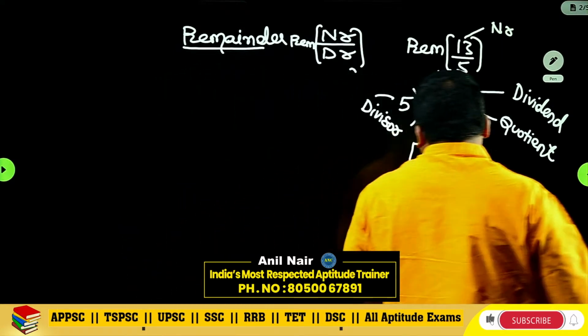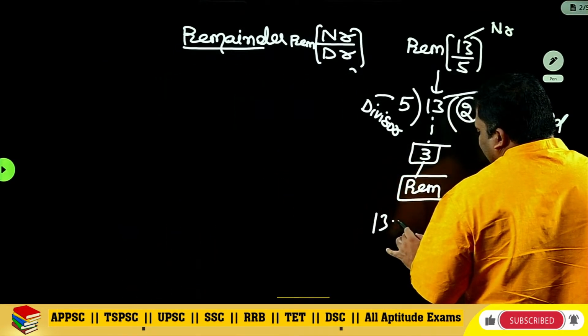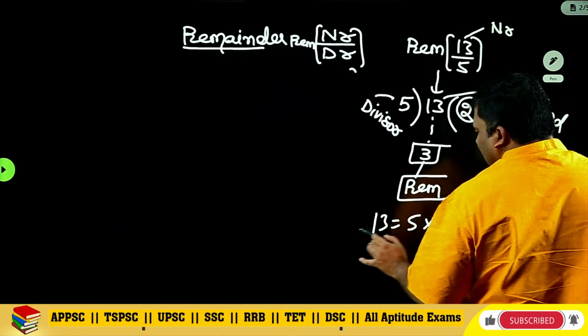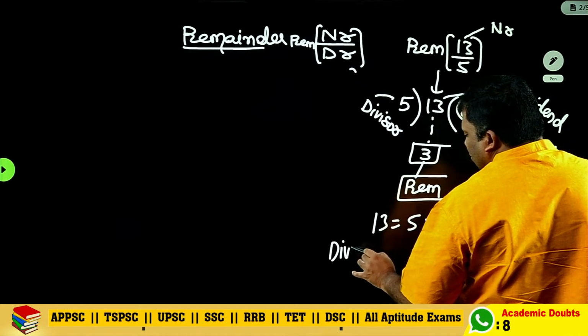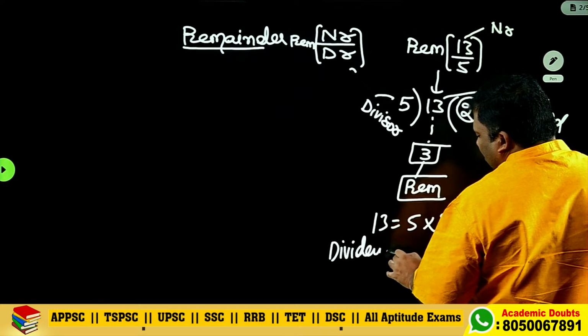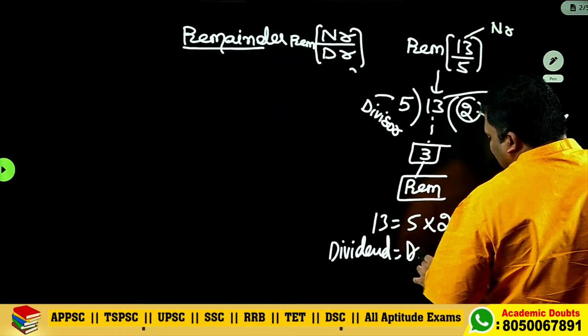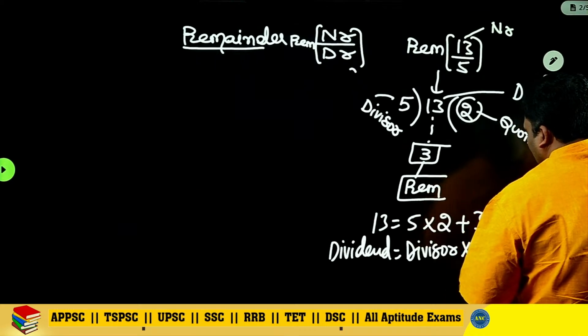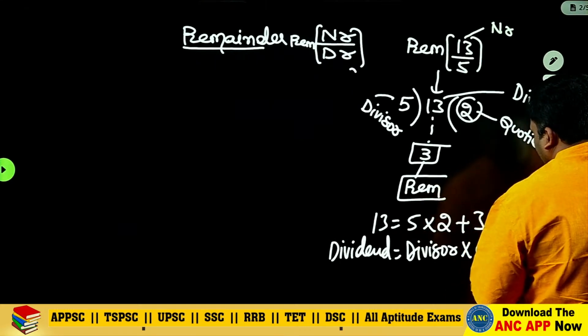So 13 is divided by 5. 5 2s are 10, remainder is 3. 13 is the dividend, 5 is the divisor, 2 is the quotient, 3 is the remainder.